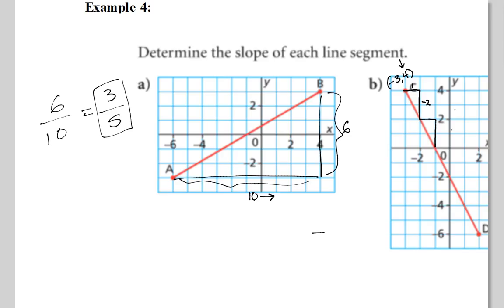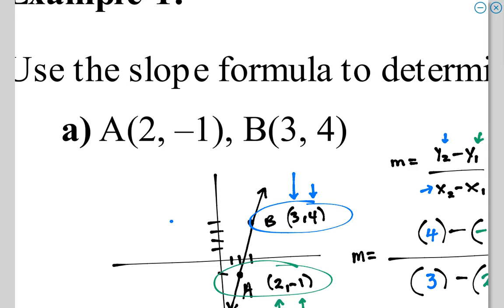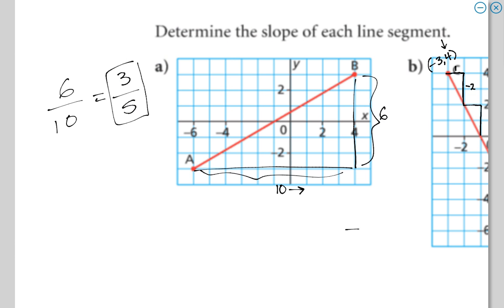It's 3/5. If I was given that on a test, I likely wouldn't use the formula. But if I was given 2 points like this, I would probably just use the formula, because I don't want to have to sketch that out. But if I was given a picture, I would probably just draw a triangle.